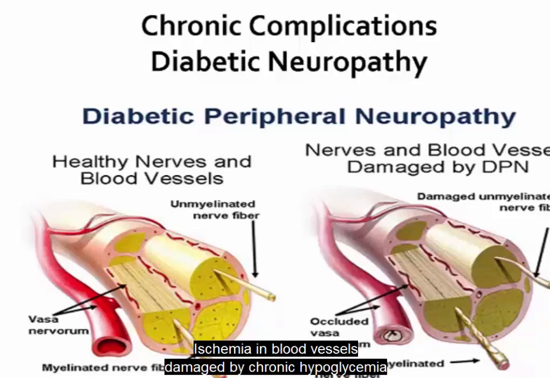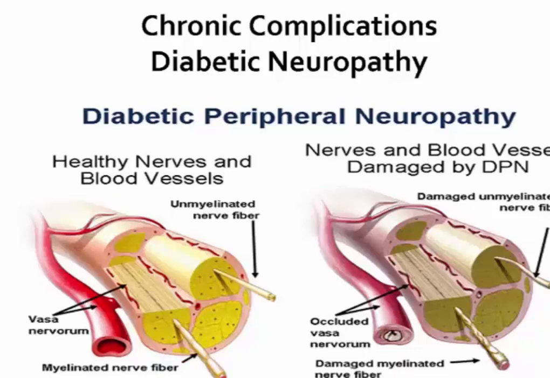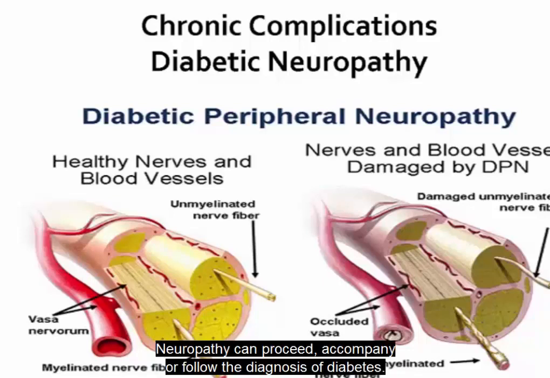Ischemia in blood vessels damaged by chronic hyperglycemia that supply the peripheral nerve is also implicated in the development of diabetic neuropathy. Neuropathy can precede, accompany, or follow the diagnosis of diabetes. The two major categories of diabetic neuropathy are sensory neuropathy, which affects the peripheral nervous system, and autonomic neuropathy.